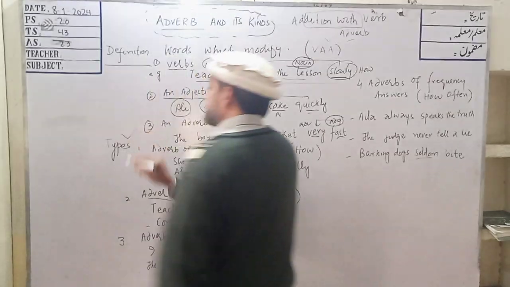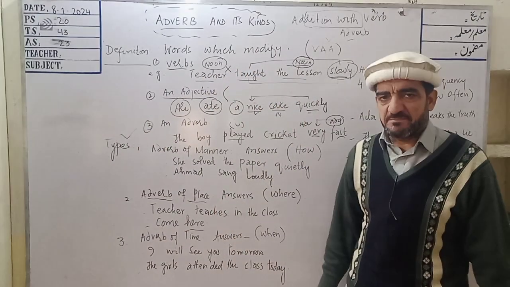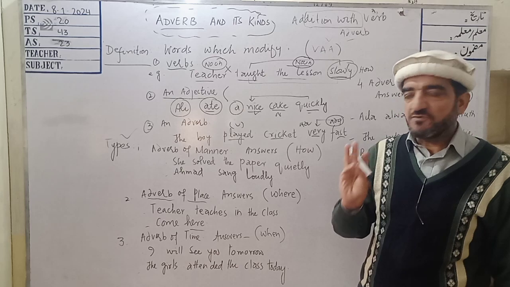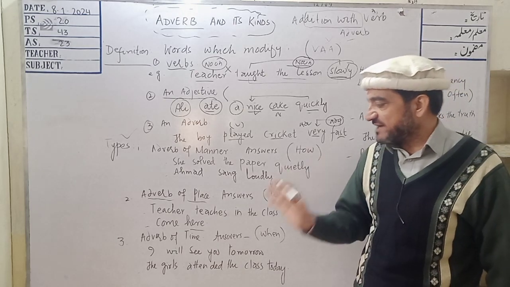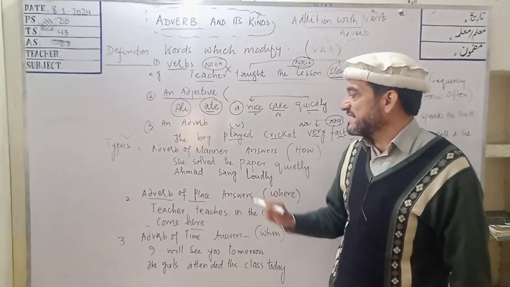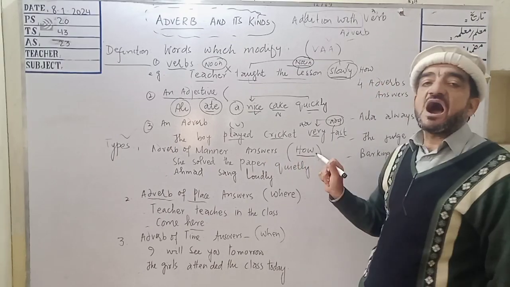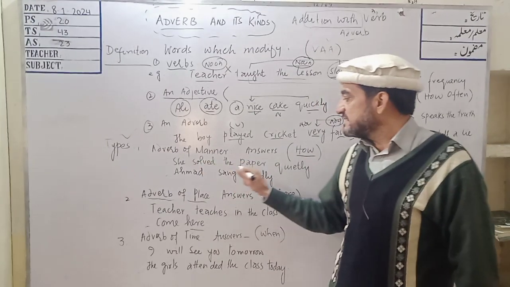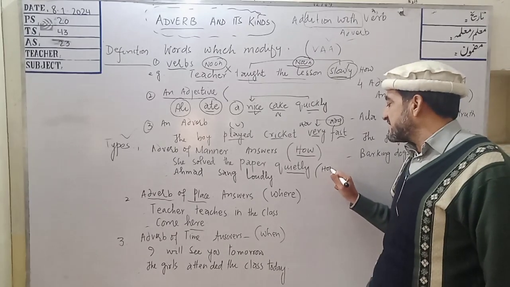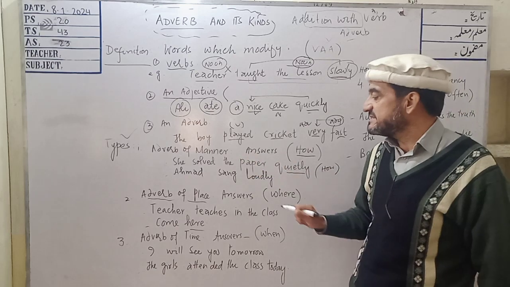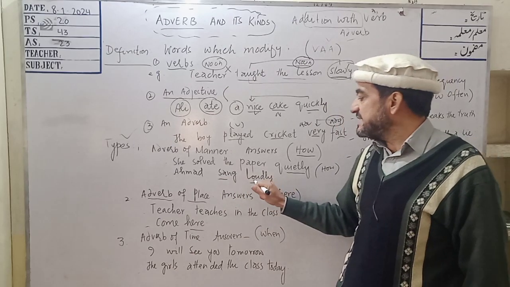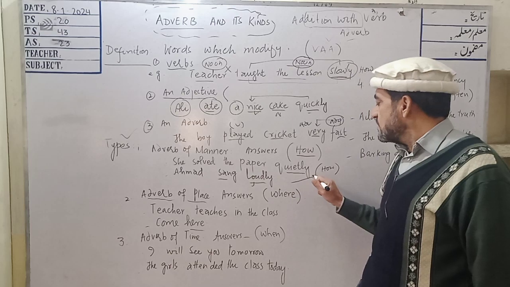Dear students, now come to the types. There are so many types of adverb, but today we are going to know about four types: adverb of manner, adverb of place, adverb of time, and adverb of frequency. Adverb of manner, which answers the question how. She solved the paper quietly. This quietly is answering the question how did she solve the paper. Ahmed sang loudly. This loudly is answering the question how.